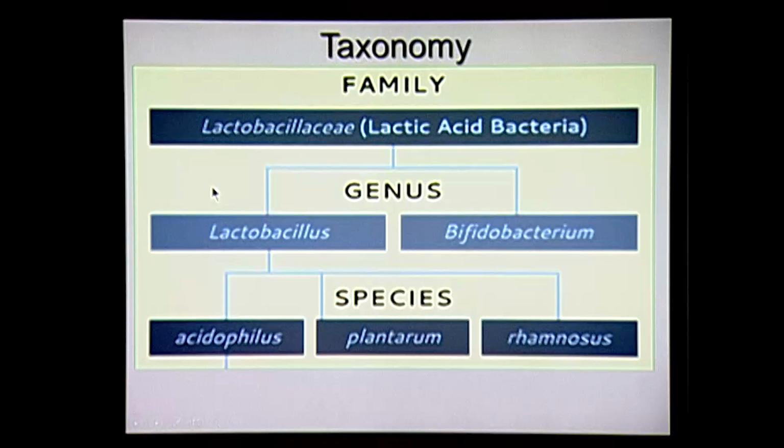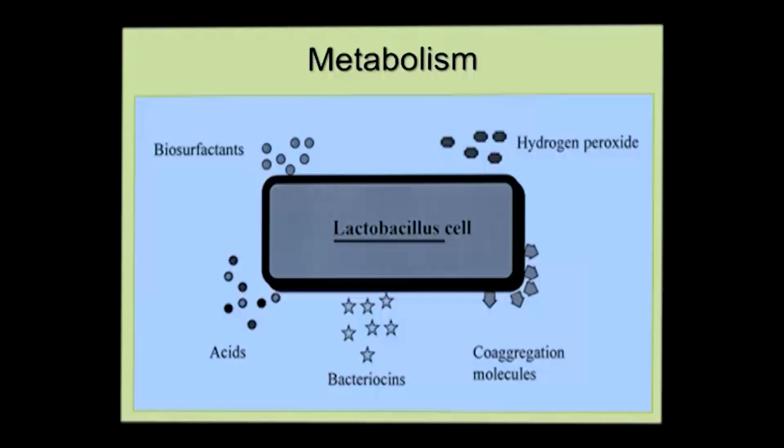Now this particular bacteria belongs to the family Lactobacillaceae along with Bifidobacterium, and broadly there are three different species: Lactobacillus acidophilus, Lactobacillus plantarum and Lactobacillus rhamnosus. This particular bacteria can be used as a biosurfactant. It can produce different organic acids, and proteins like bacteriocin, preventing the growth of other bacteria. It can also help in co-aggregation of other probiotic bacteria, and at the same time it can generate hydrogen peroxide or superoxides, which may induce damage. Not always does it induce damage.